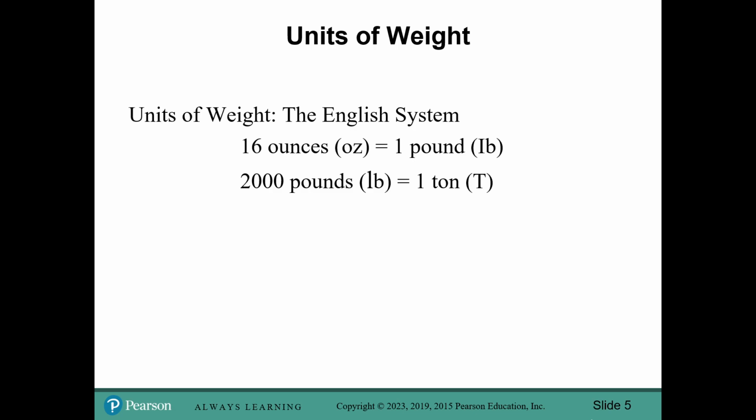Now, units of weight, the English system. 16 ounces equals 1 pound. 2,000 pounds equals 1 ton.